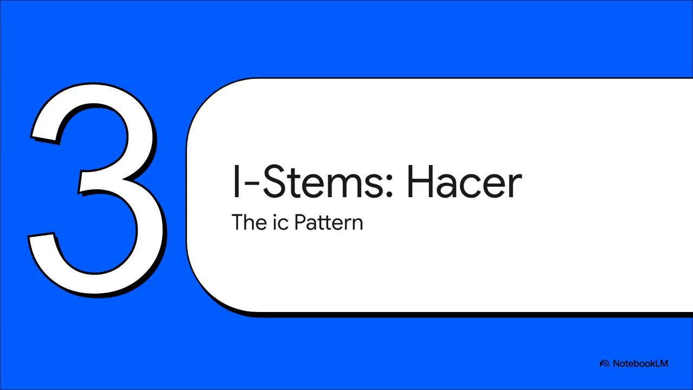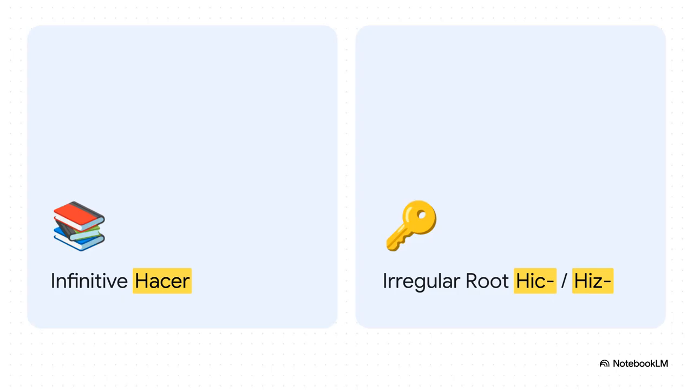All right, Section 3, the I stems. Let's talk about hacer. Since we've totally mastered the U stems, let's apply that exact same logic to our next secret pattern, using the absolutely essential verb hacer, which means to do or to make. Just like before, we chop off the infinitive ending of hacer. The root changes to hic, spelled H-I-C.